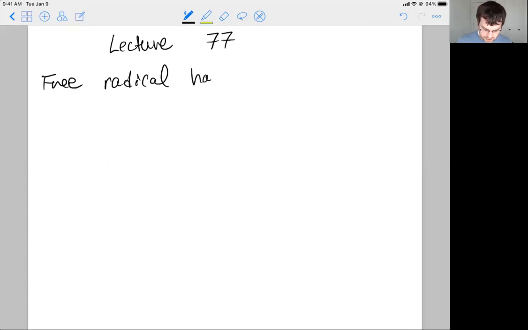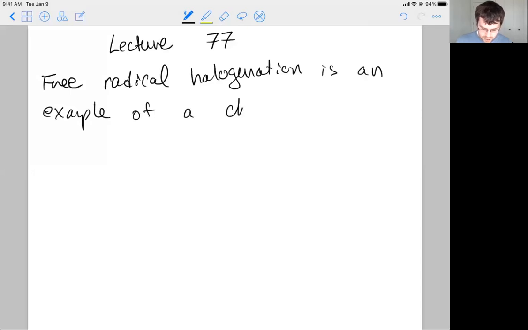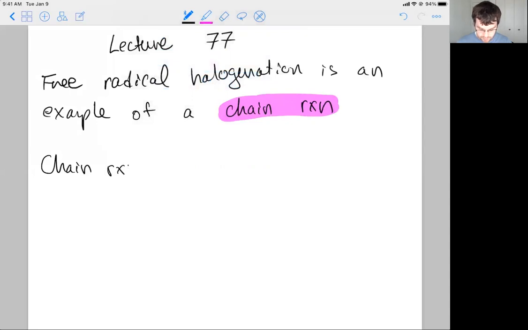So the free radical halogenation is an example of a chain reaction. I want to take a second to outline what constitutes a typical chain reaction. Maybe you've heard this term before, but chain reactions have 3 stages, and it's important for us to know each of these stages.